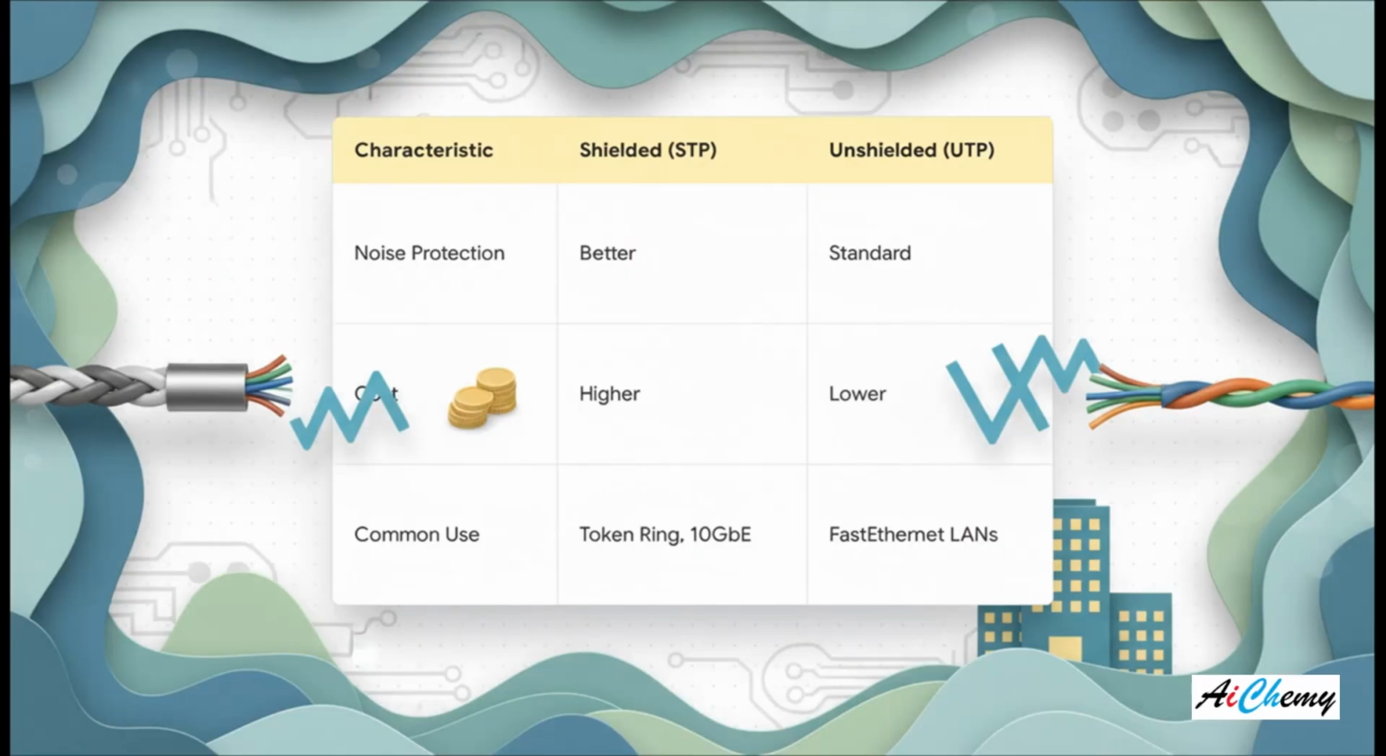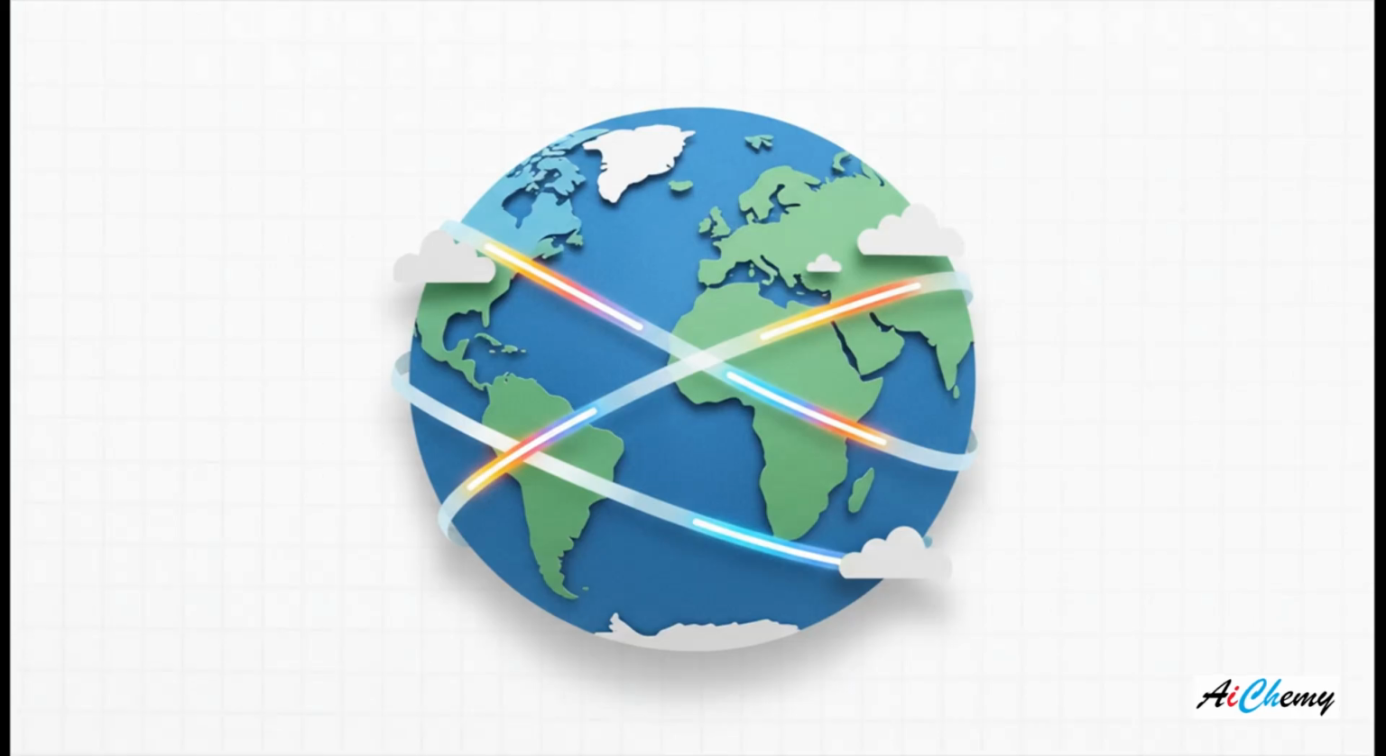Now, what's way more common these days, especially in an office, is twisted pair cabling. And it basically comes in 2 main flavors. You've got UTP, or unshielded twisted pair. That's the standard stuff. It's cheaper, it's flexible. Then you have STP, shielded twisted pair, which adds a metal shield for way better protection against interference. It costs more, but it's what you'd want to use in a factory with heavy machinery that could mess with the signal.